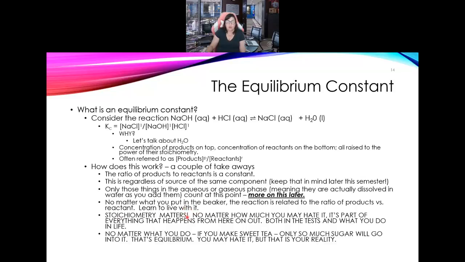Here's another point. Stoichiometry matters. No matter how much you may hate it, it's part of everything that happens from here on out. So this reaction is written as NaOH plus HCl going to NaCl plus H2O. But there's no reason that this can't be 2 NaOH plus 2 HCl going to 2 NaCl plus 2 H2O, except that it would change the nature of this K. K would then be NaCl squared over NaOH squared times HCl squared. So this K expression always reflects the stoichiometry of the reaction as it is written, right?